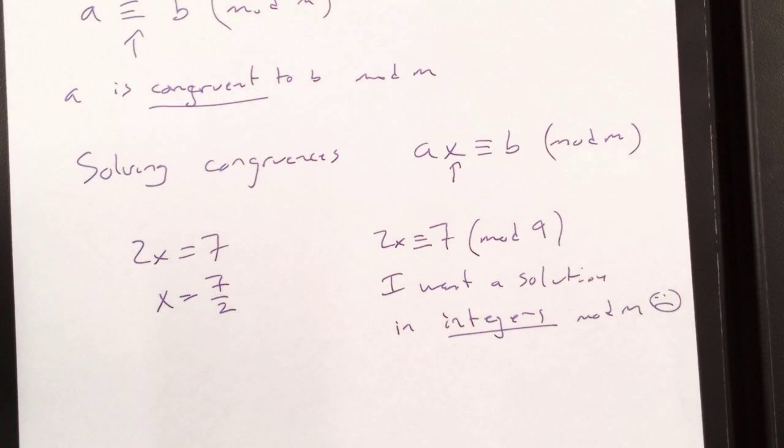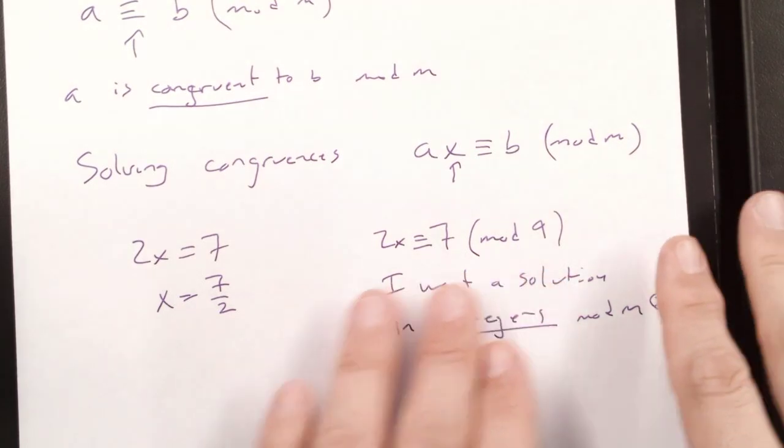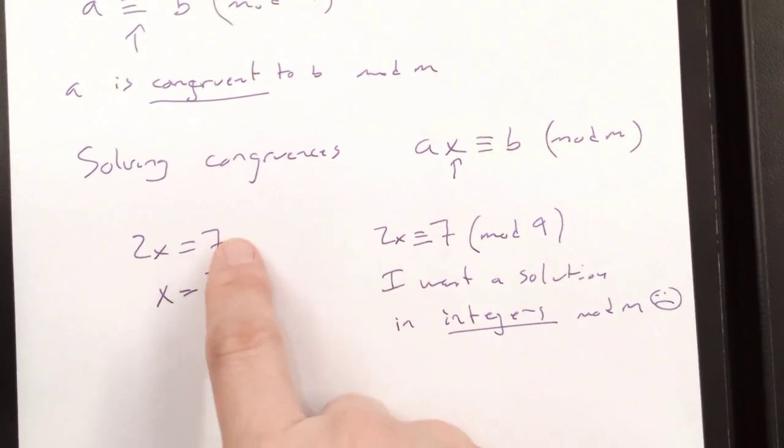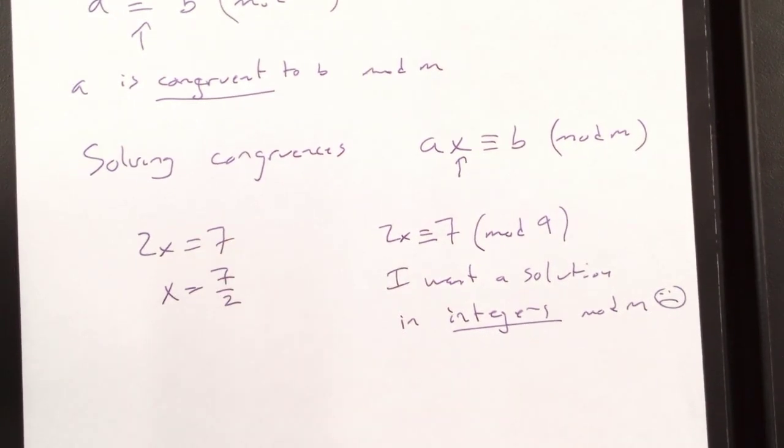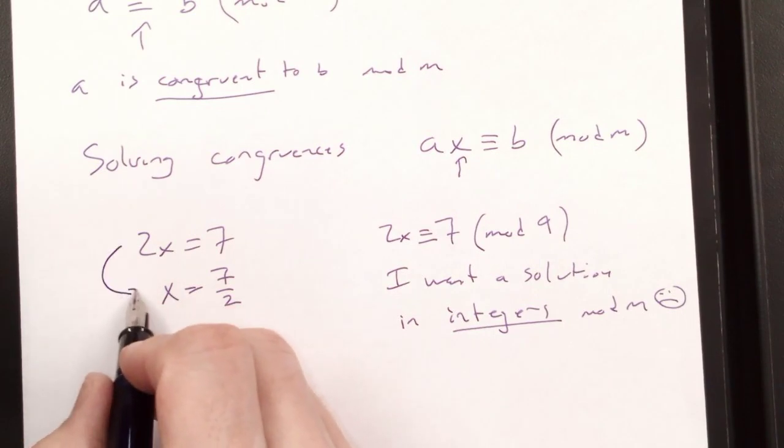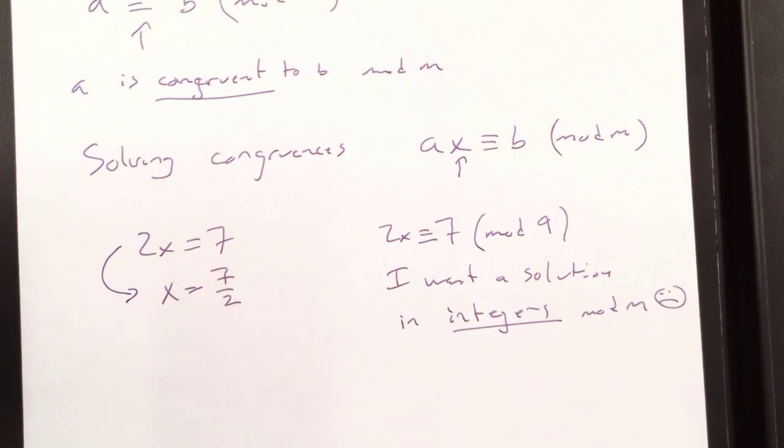You said divide by 2. I want to think of this slightly differently. Instead of thinking of dividing, I'm going to think of multiplying, because I know how to multiply in this universe. To go from here to here, what did I multiply by?